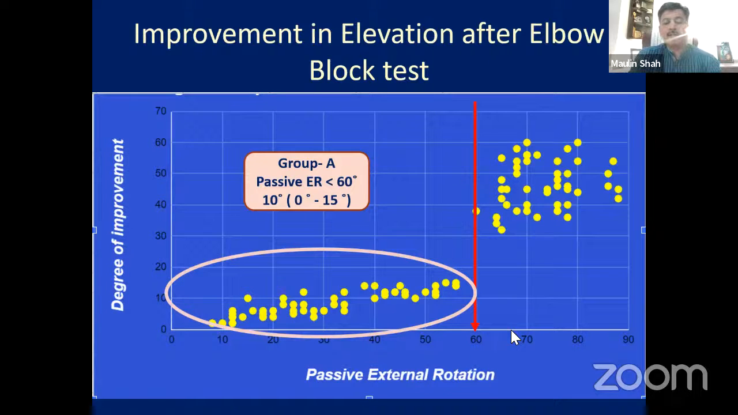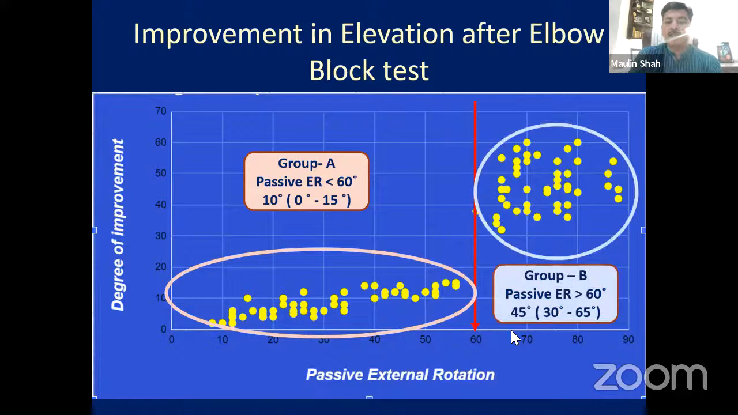While the patients with passive external rotation more than 60 degrees, or in the absence of internal rotation contracture, the average improvement was 45 degrees, ranging from 30 to 65, and they were termed as group B.